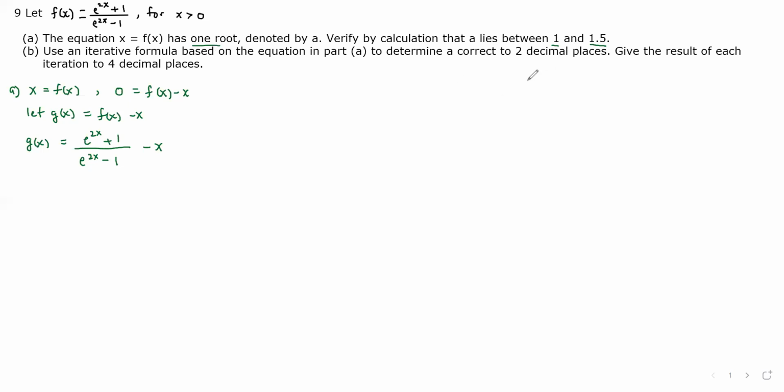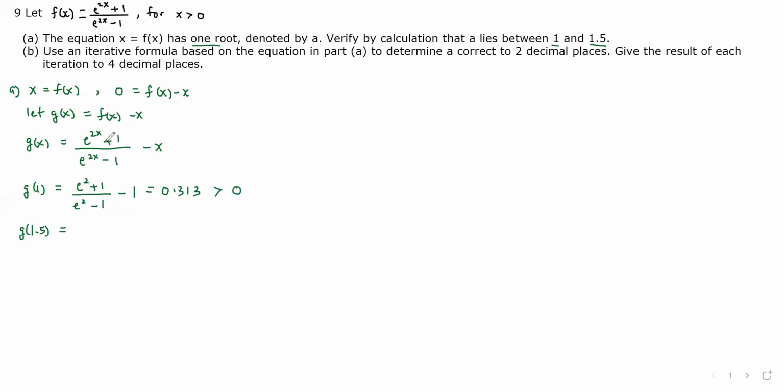To show that g(x) has a 0 between 1 and 1.5, we evaluate g at 1. So we replace x with 1. We have (e^2 plus 1) over (e^2 minus 1) minus 1. And that would give us 0.313, which is positive.